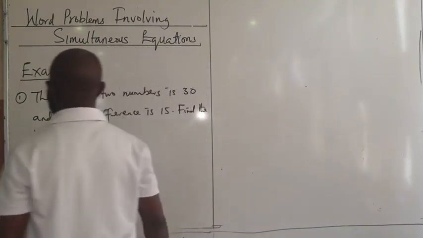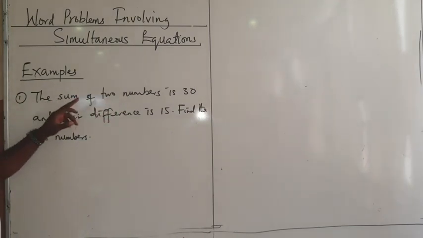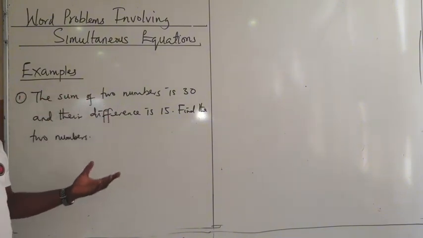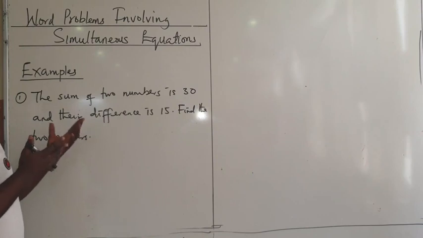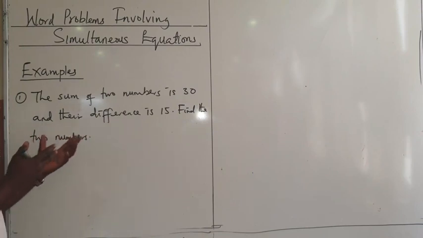So we have the first example here. The first example says the sum of two numbers is 30. The sum of two numbers. So when you are interpreting word problems, you know what you're expected to do. We have done that in the past, so you can still check the videos on the channel on how to solve word problems.